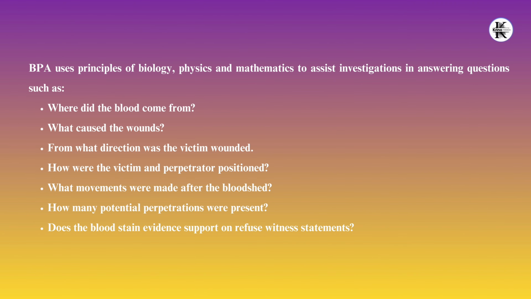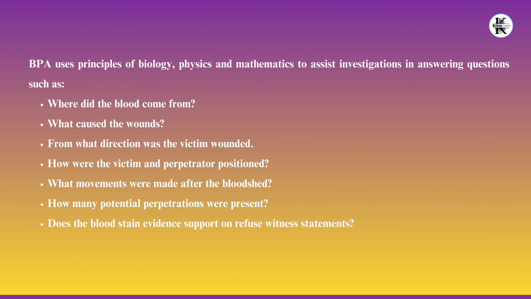Now, let us see what kind of questions blood pattern analysis can answer. Blood pattern analysis helps investigators to determine where the blood originated, what caused the wounds, the direction from which the victim was wounded, the relative position of the victim and perpetrator, movements made after bloodshed, the number of potential perpetrators involved, and whether the bloodstain evidence supports or refutes witness statements.